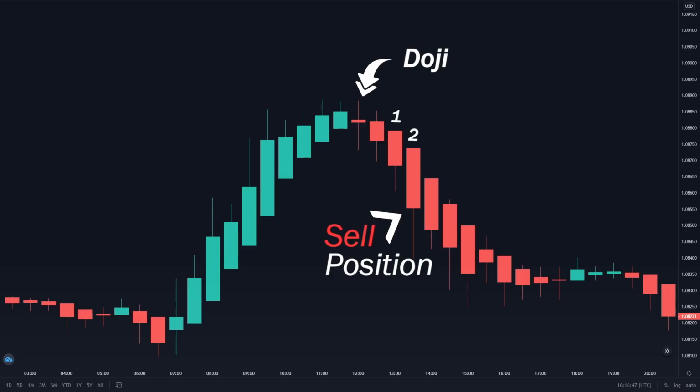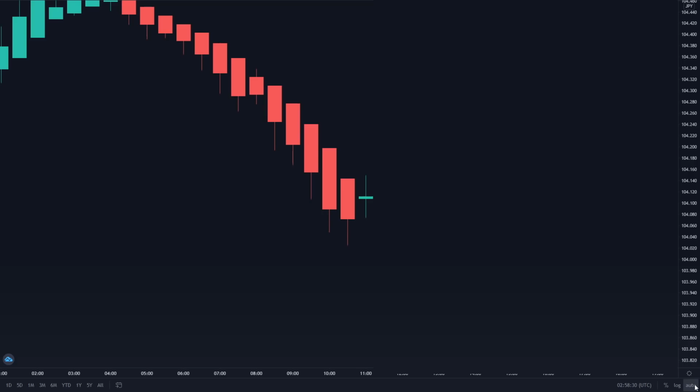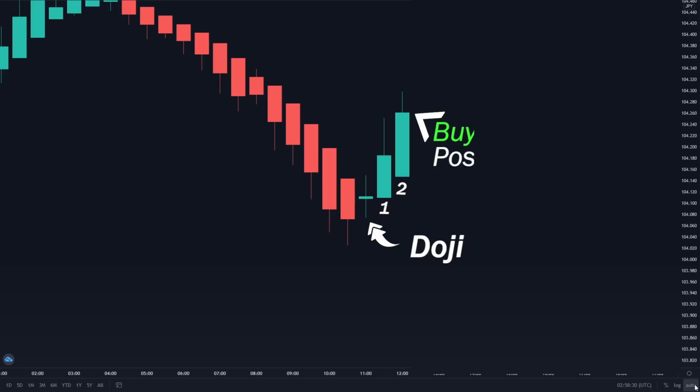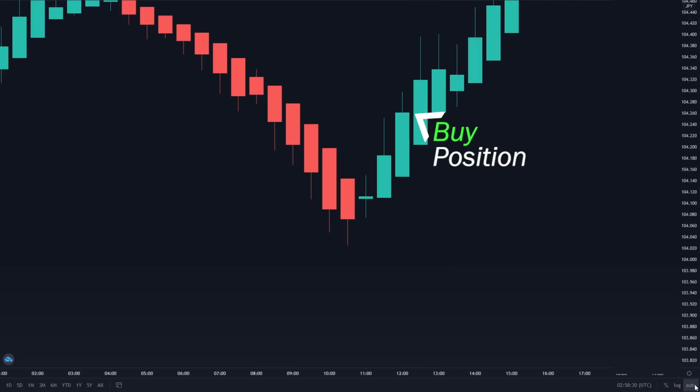Let's look at another example. Here you can see the price is on a clear downtrend and the doji candle appears. Next, you can see 2 huge candles with one shadow that is in the opposite color of the trend, in this case, green candles. So this will be our entry signal to take a buy position. That's how you use the Heikin Ashi candles to detect reversals.